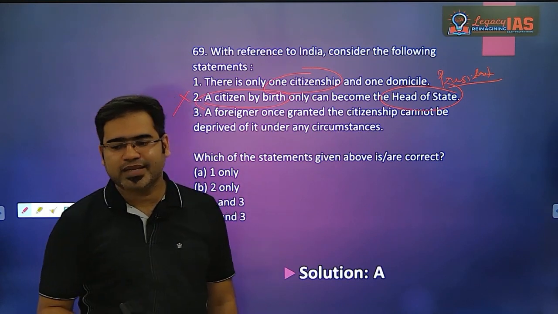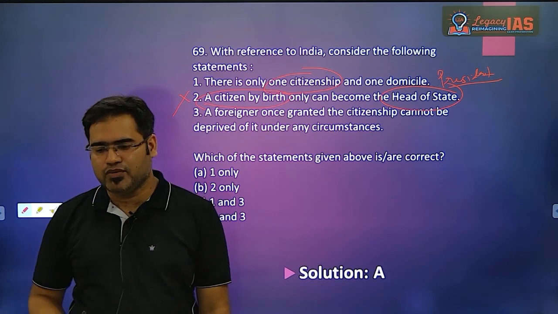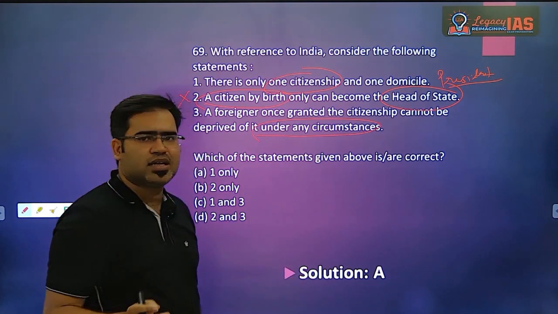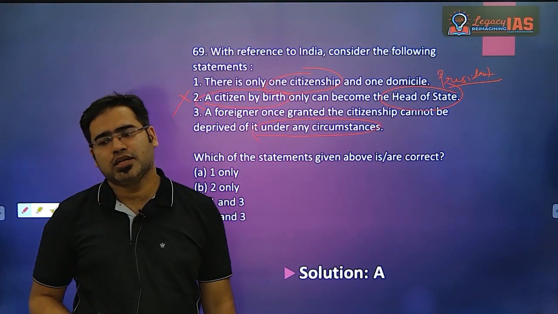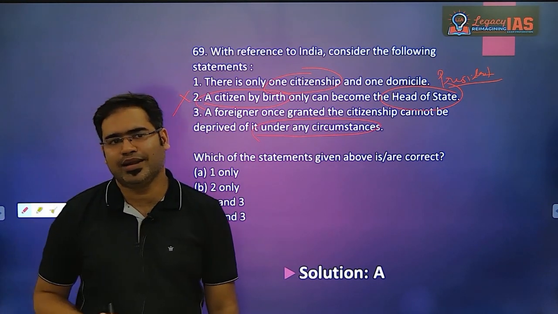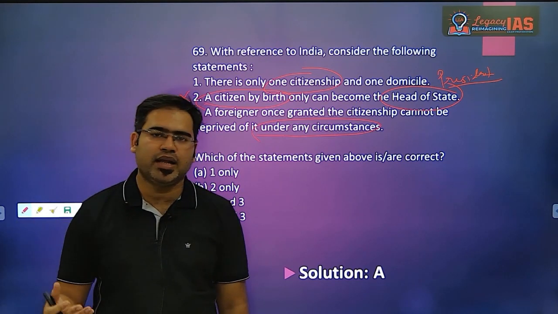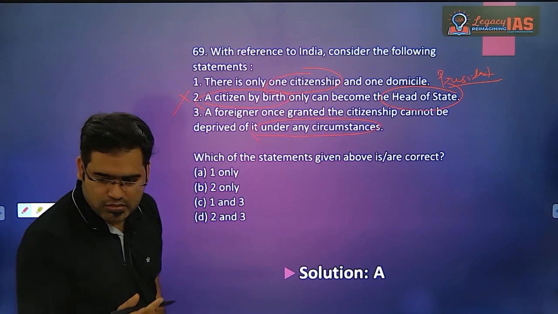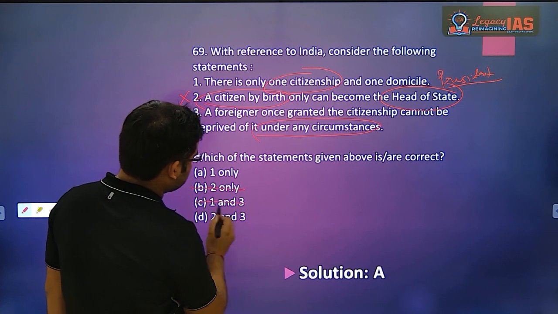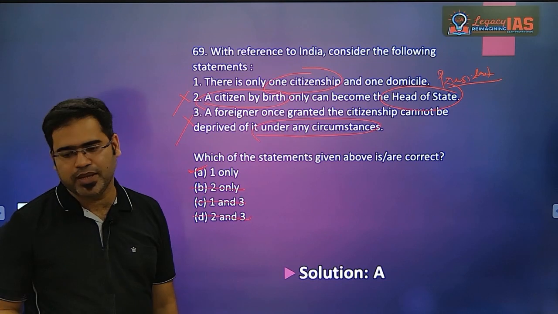Clear? Now the third statement: a foreigner once granted citizenship cannot be deprived of it under any circumstances. Again, this is not correct. There are various circumstances in which anyone can lose citizenship. For example, if that foreigner has voluntarily acquired the citizenship of another country, then the government can deprive that foreigner of the citizenship. So the third statement is also incorrect. The second is incorrect, the third is also incorrect, so we are left with only option 1. So this will be the answer.